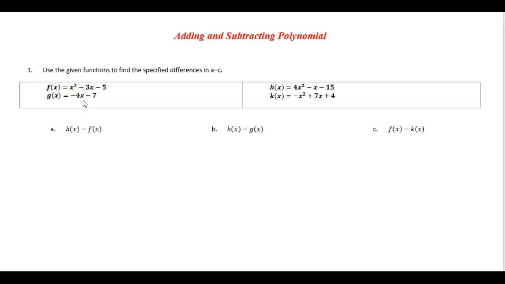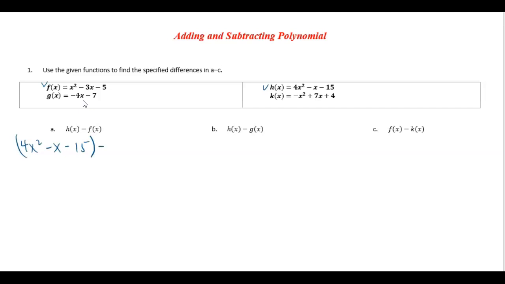Now, subtracting is the same thing as adding polynomials. The only difference is you have to pay attention to the negative sign. That's all. Okay, so now let's begin. So let's find h of x minus f of x. So if we have h of x equal 4x squared minus x minus 15, we put this in parentheses.